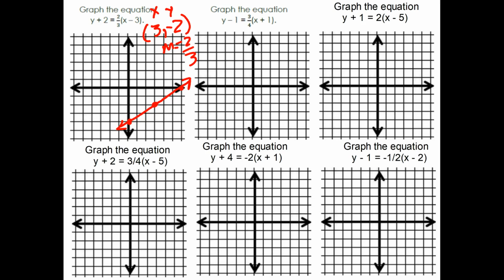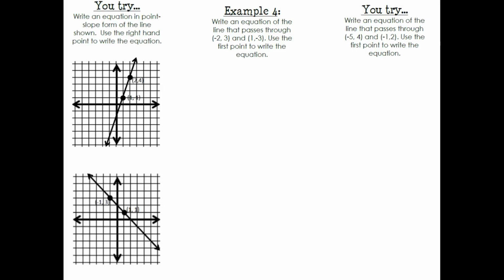And then we did that to all the rest of them as well. But this is the main thing I want to get to, the last part of the notes, which is: write an equation in point slope form of the line shown. Use the right point to write the equation. So this is the right point, left to right.